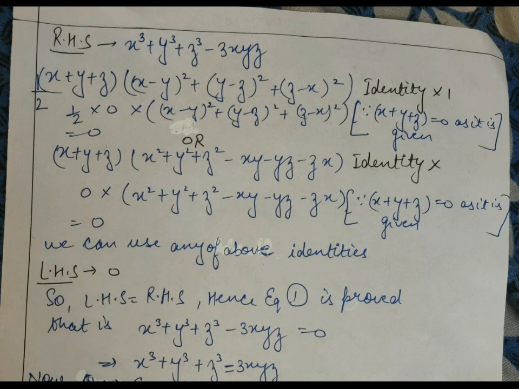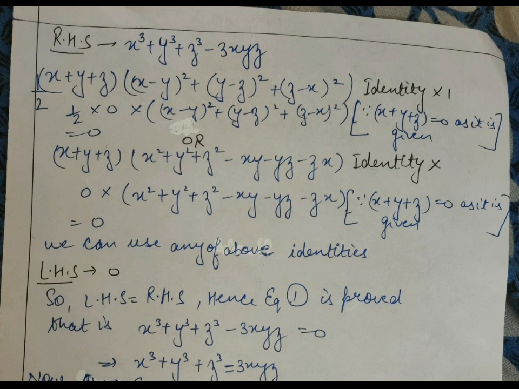question. So if we put this as 0, and we know that 0 into something is 0, if we solve it further, we'll get the answer as 0 only. Now if we solve this RHS with identity number 10, then we can write it as (x plus y plus z) into (x square plus y square plus z square minus xy minus yz minus zx). Similarly, we can put in place of x plus y plus z as 0, as it is given to us, and 0 into something is 0. So we can use any of the above identities and solve this RHS.